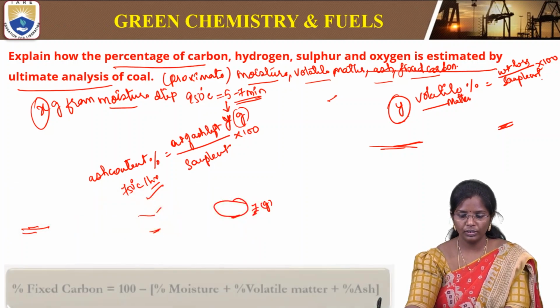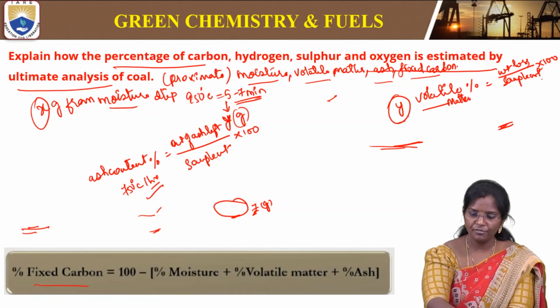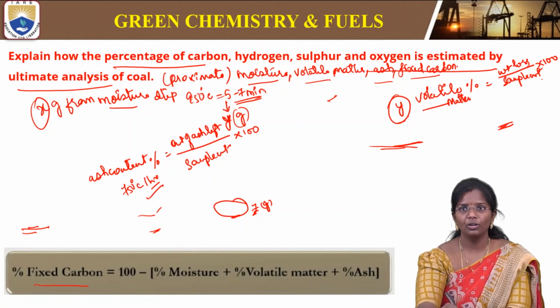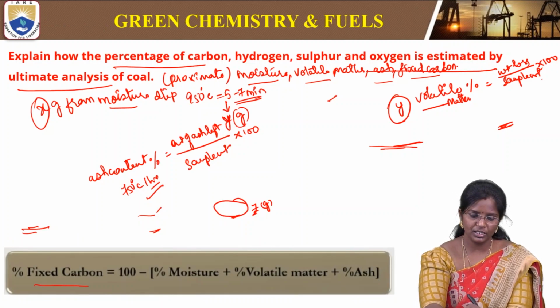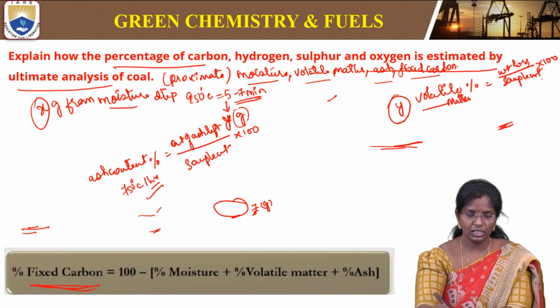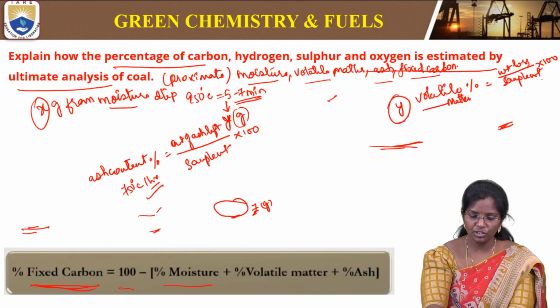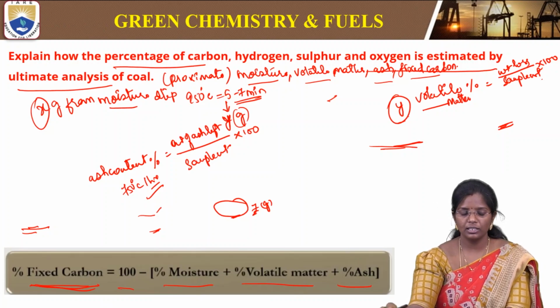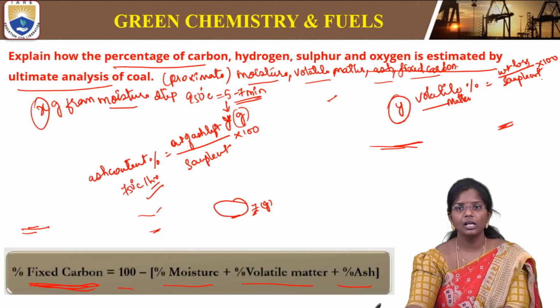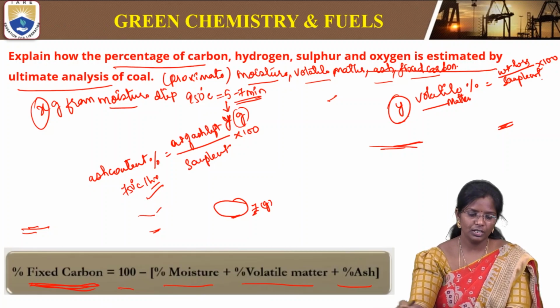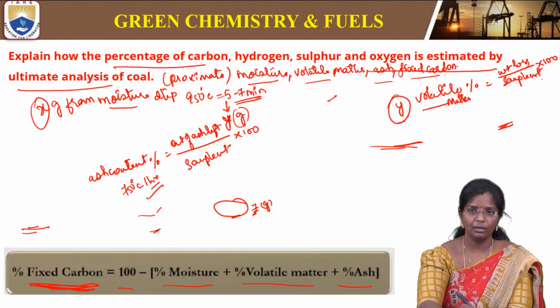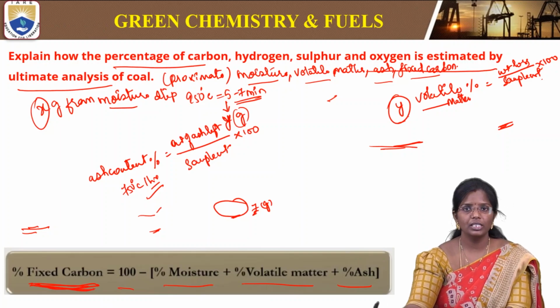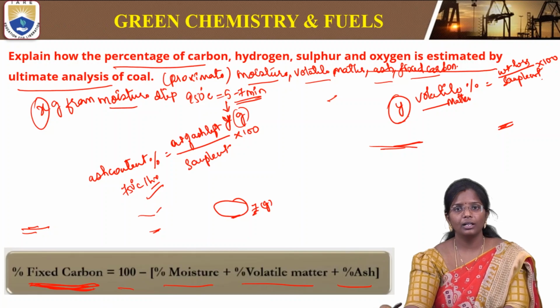Okay. So then we have the fixed carbon. After removal of everything, the carbon that is present is nothing but the fixed carbon. So 100 minus (moisture plus volatile matter plus ash) will give the exact amount of fixed carbon, that is, non-volatile carbon. Even after any treatment, there is no removal of carbon at all from this. So this is the fixed carbon that is present in that particular fuel.